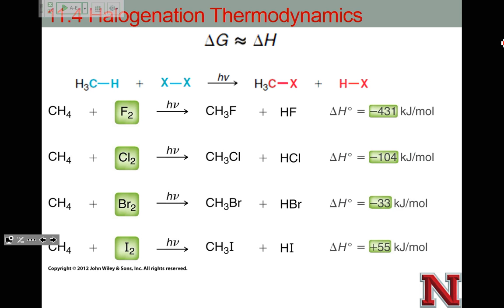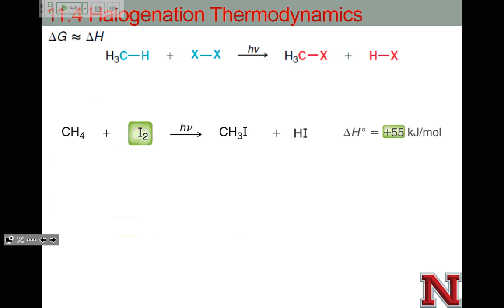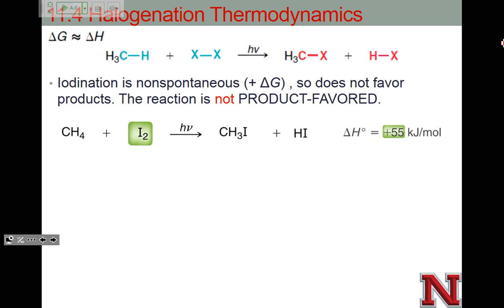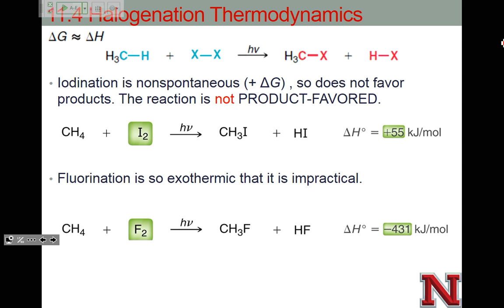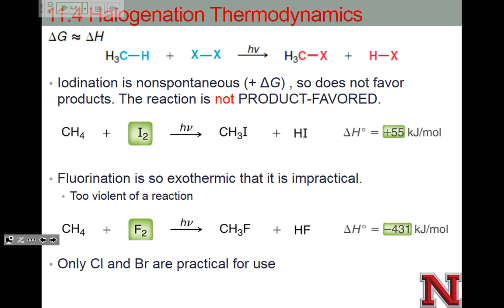So in this case, fluorine is just too reactive, so we won't ever use it, because it's going to give us a bunch of byproducts, multiple fluorinations, and it's also hard to work with and violent. So not really very useful. And of course, iodine is not product favored, so we're not going to use iodine for this particular reaction. And fluorination is impractical. It's so exothermic that it's dangerous. So only chlorine and bromine are practical for use.